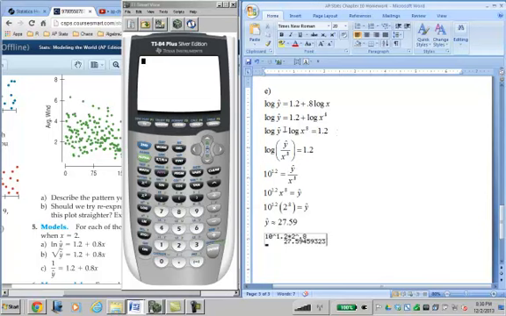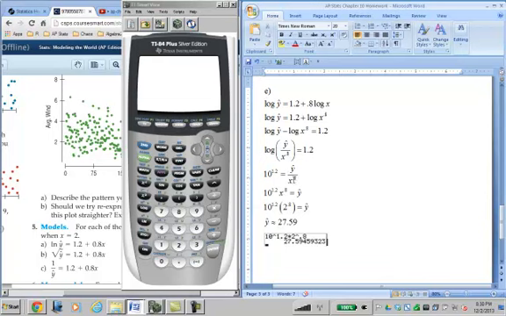I can now use another property. If you have two logs with the same base, they're both base 10. The base is not explicitly expressed, so it's base 10. Then you can re-express these two logs as a single log, with the difference as a quotient. So it becomes the log of y hat over x to the 0.8 equals 1.2. Now we're going to go to exponential form. So the base is 10, the exponent is 1.2, and the product is y hat over x to the 0.8. So 10 to the 1.2 equals y hat over x to the 0.8.